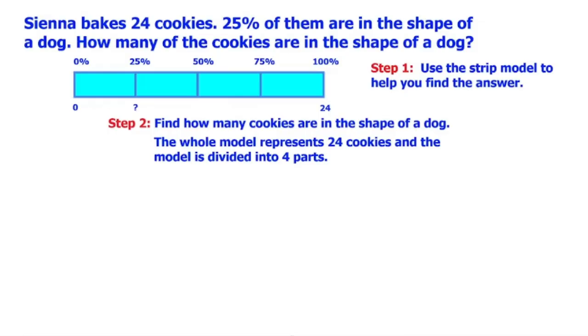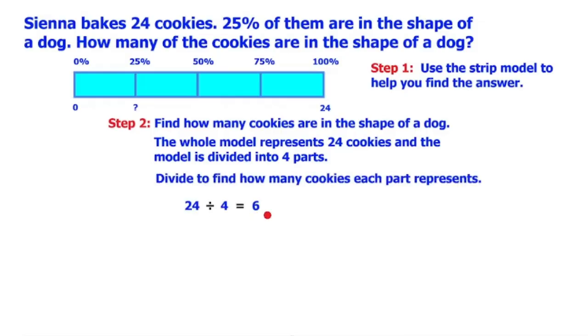So now we divide to find how many cookies each part represents. So we take 24 and divide it by 4, which equals 6. So each one of these little shapes here represents 6 cookies. Each part represents 6 cookies.